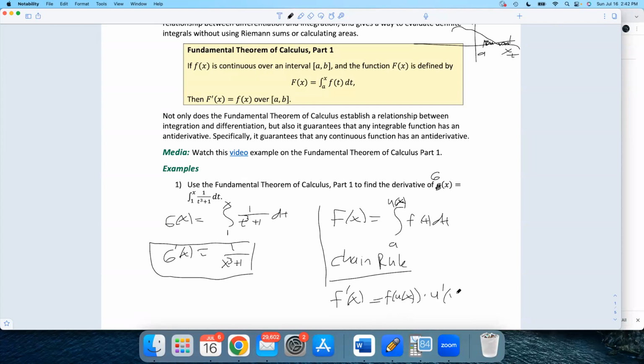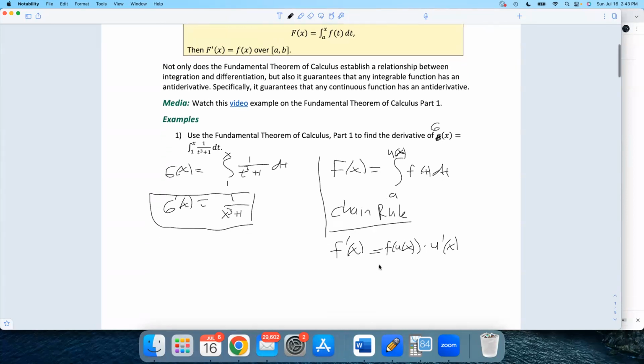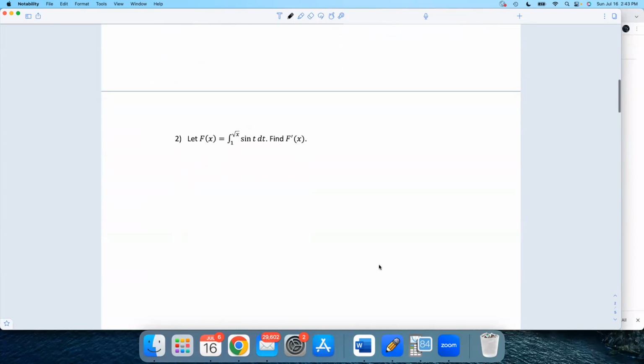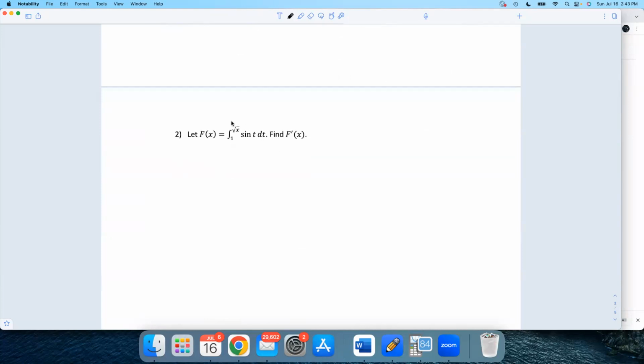Times u prime of x. Okay, so if this guy up here is not just x, but is just a function of x, then we have to use chain rule. Okay, we'll do some examples like right here. So we've got some function of x there.